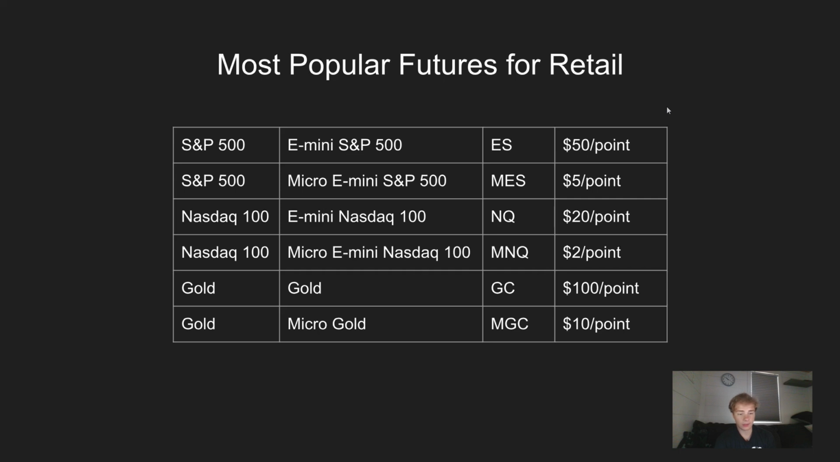And they all have different leverages per point, meaning that for every point moved on the ES futures market, it is worth $50 with one ES contract. NQ is worth $20 for every point moved on the NQ chart, and gold, same thing, but $100. So let's hop on the chart and take a look at what that actually looks like.